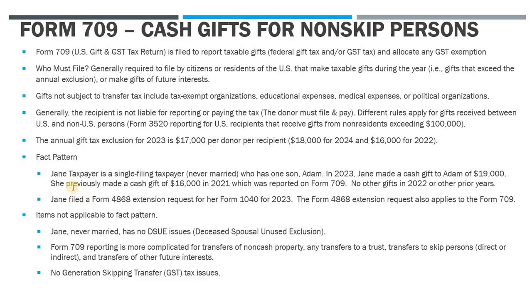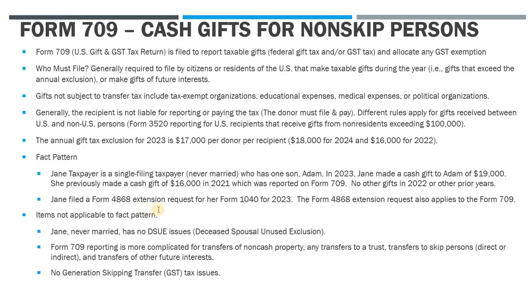So in this fact pattern, we have Jane, the taxpayer. She's a single filing taxpayer, never been married, and she has one son, Adam. And in 2023, Jane made a cash gift to Adam of $19K. She previously made a cash gift of $16,000 in 2021, and she did report that and file a Form 709 for 2021. Now, there were no other gifts in any other years, including 2022, last year.